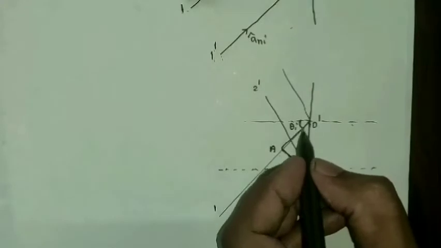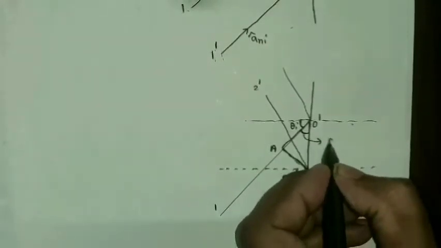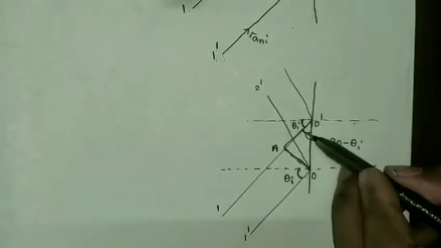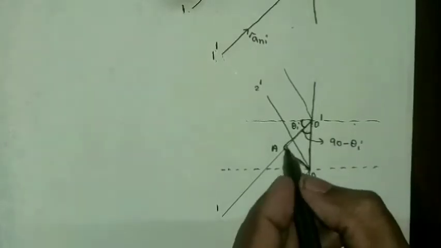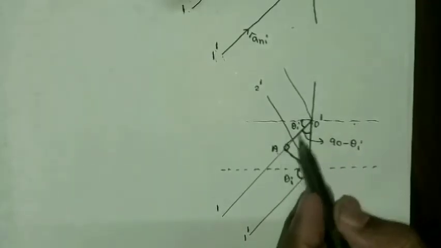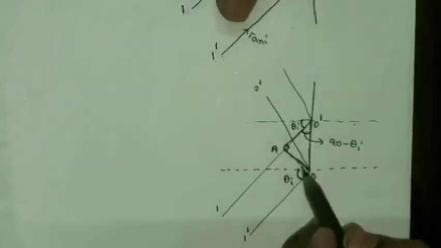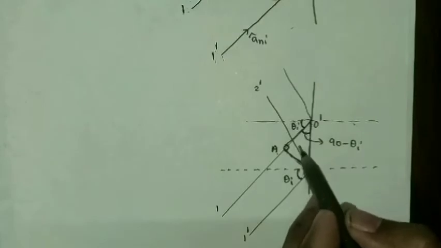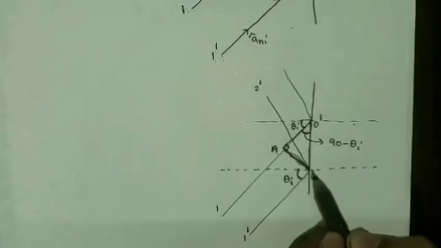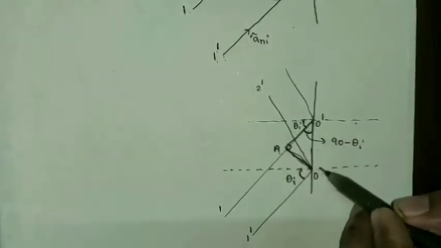If this is theta I, then this angle is nothing but 90 minus theta I. Since this angle is 90 degrees, therefore OA and O dash form a right angle triangle. Opposite to that angle, this is the opposite side, this is the adjacent side, and this is the hypotenuse.